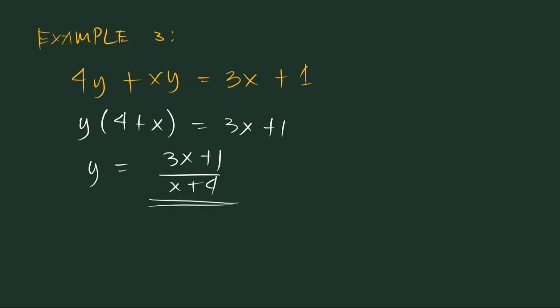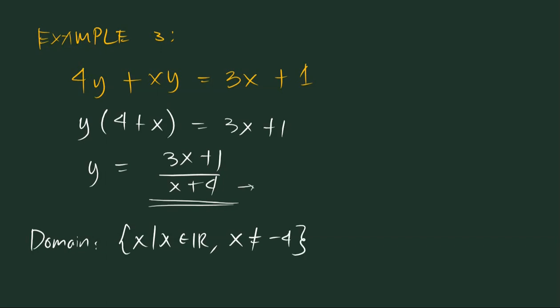Okay, so now we have a rational expression here. What can we say about this? The denominator should not be equal to 0. So what is the value that can make the denominator 0? Negative 4, right? Because if x is negative 4, x plus 4 is 0. So x should not be equal to negative 4. So the domain should be x such that x is an element of real numbers, and x is not equal to negative 4.